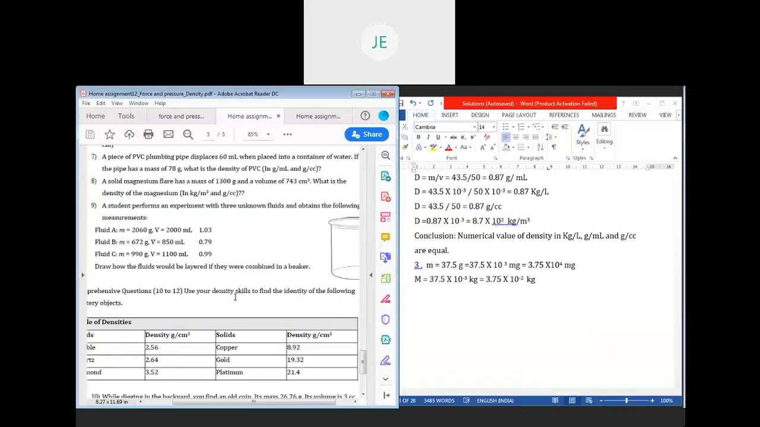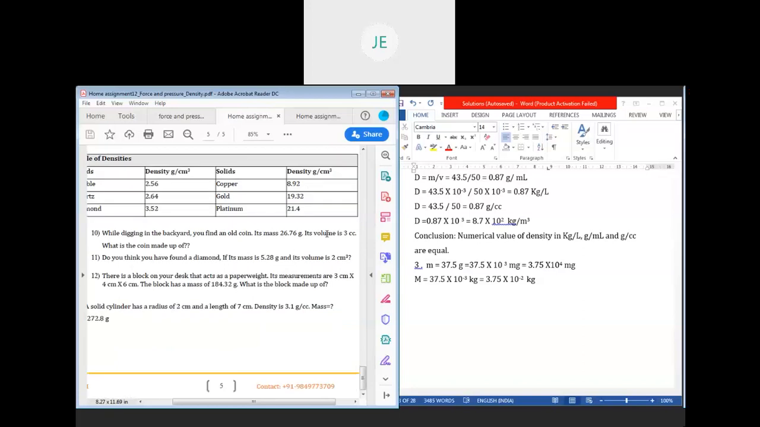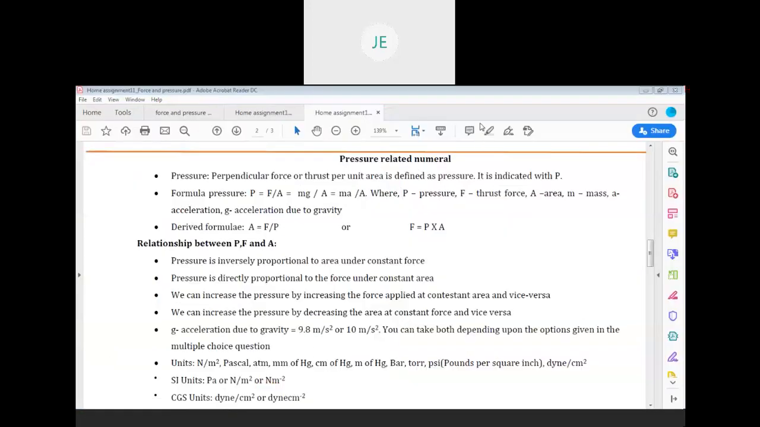Fourth, fifth solutions I have already given. 6, 7, 8, 9, 10, 11, 12, now you solve it as a homework. Okay.